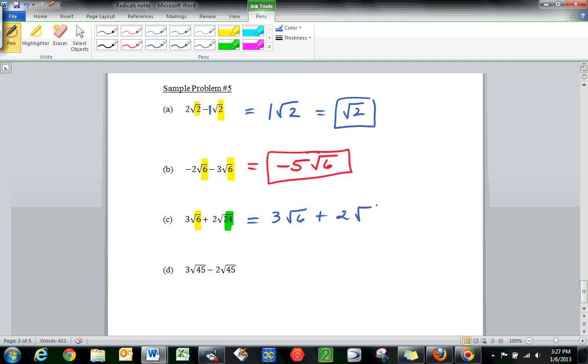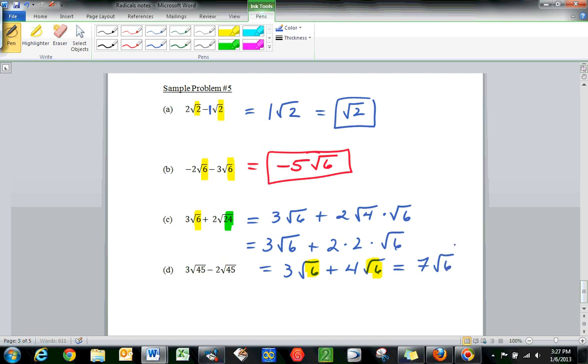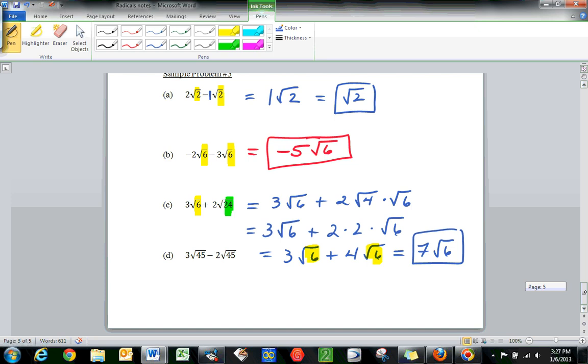Square root of 24 is going to break up into the square root of 4 times the square root of 6, which means we have 2 times the square root of 6, which means we have square root of 3 plus square root of 6 plus 4 times the square root of 6, and now we have square root of 6 as our common term, and we can simply add the 3 and the 4 together and carry the square root of 6 for our final answer.